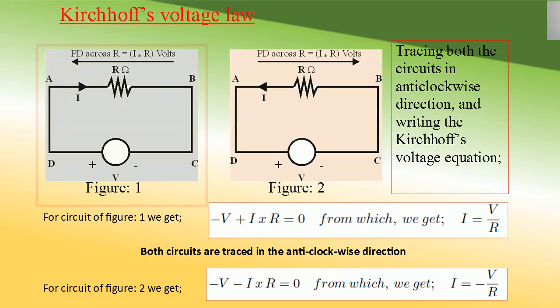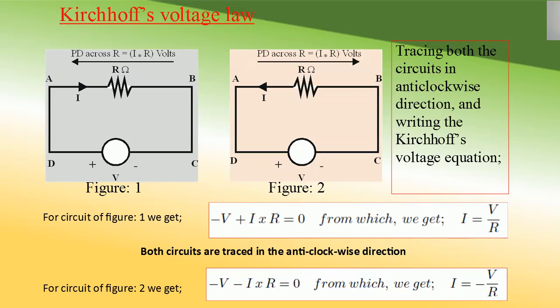So, if we write the Kirchhoff's voltage equation for the circuit shown in figure 1, tracing it in the anti-clockwise direction, we get minus V plus IR is equal to 0, from which we get I is equal to V divided by R, and you see that the result is the same as that we have got in the earlier discussion. Similarly, if we trace figure 2 again in the anti-clockwise direction, we get minus V minus IR is equal to 0, from which we get I is equal to minus V by R, which is the same result as we have got earlier.